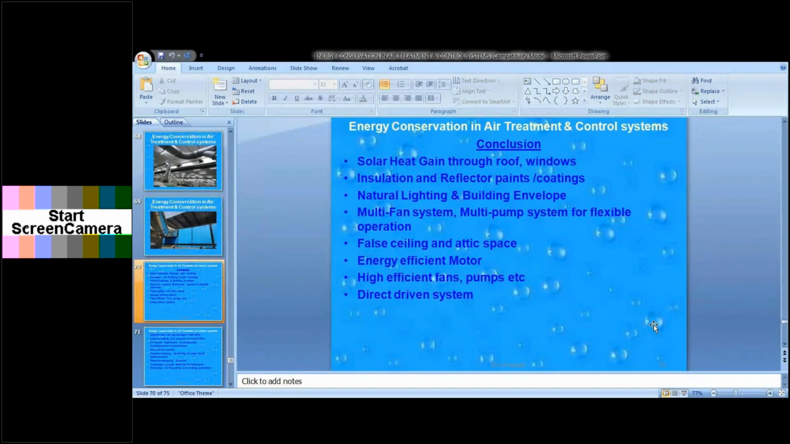And false ceiling height and attic space. Attic space also, I think yesterday, day before yesterday, Mr. Ashok Chitram was explaining about the attic space. If you reduce that attic space, the heat load, the heat transfer from solar radiation, will reduce. You put a fan at one end of the false ceiling and keep the other end open, so natural ventilation comes and a vacuum is created. So the heat transfer from the roof to the shed will reduce. So that is also then an energy efficient mode.